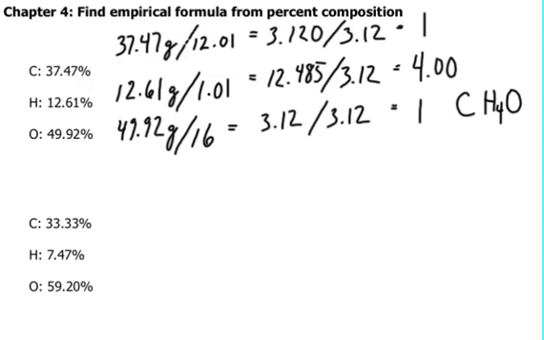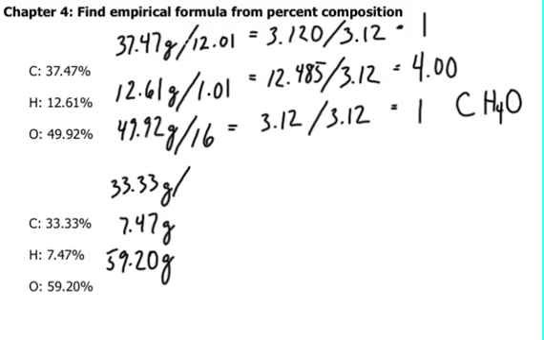So we do the same thing. You start by converting your percentages into grams. So 33.33 grams of carbon and 7.47 grams of hydrogen and 59.20 grams of oxygen. I like to do it exactly as you're seeing me write this out here. It keeps everything nice and neat, very organized, and it's harder to make a mistake that way.